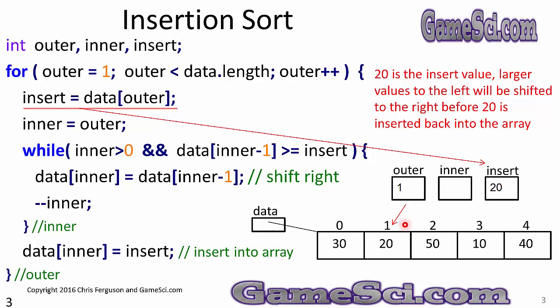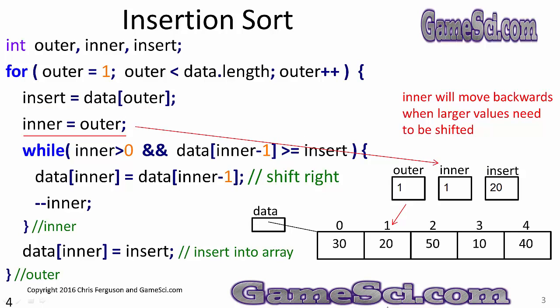What we've done here is we've pulled this 20 out of the array and safely stored it into the insert variable. Anybody that's bigger than 20 will be shifted over before we insert 20 back into the array. That's why this is called insertion sort. We pull a number out of the array, we shift bigger values over, and then we insert the number back into the array. Inner equals outer. Inner will move backwards when larger values need to be shifted. We'll always start inner equal to outer. This will be clearer once we get into the loop.